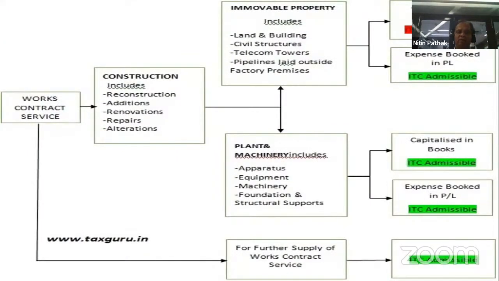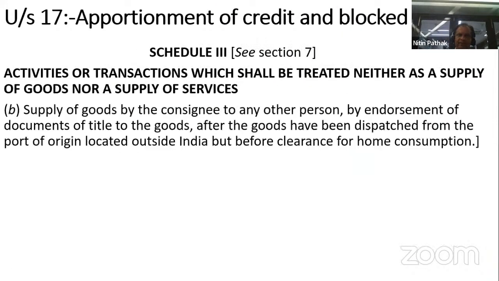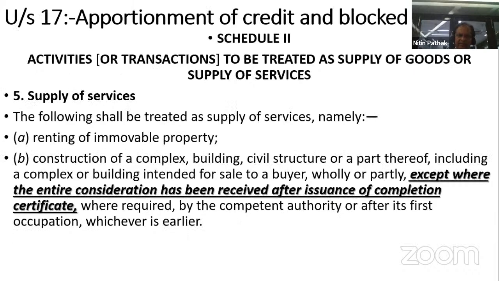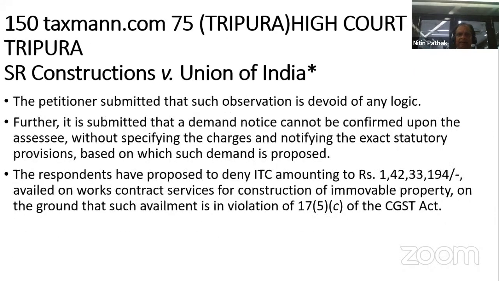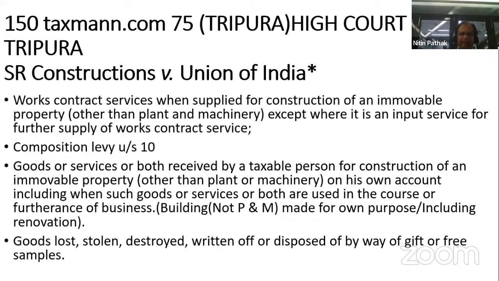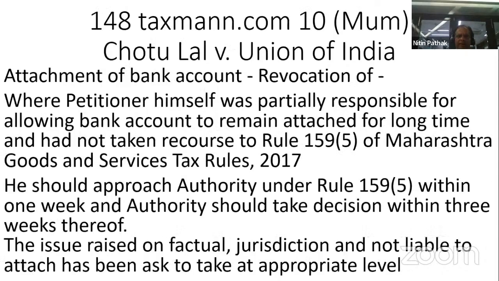This is a slide on works contract. A works contract is a contract related to construction, and for those who are the ultimate beneficiaries of the property, it is a block credit. For the rest, it would be entitled to ITC. This is the judgment, a portion of credit which is covered, block credit, supply of services, Section 75. Here Schedule 2 and Schedule 3 are explained, and why it is covered.